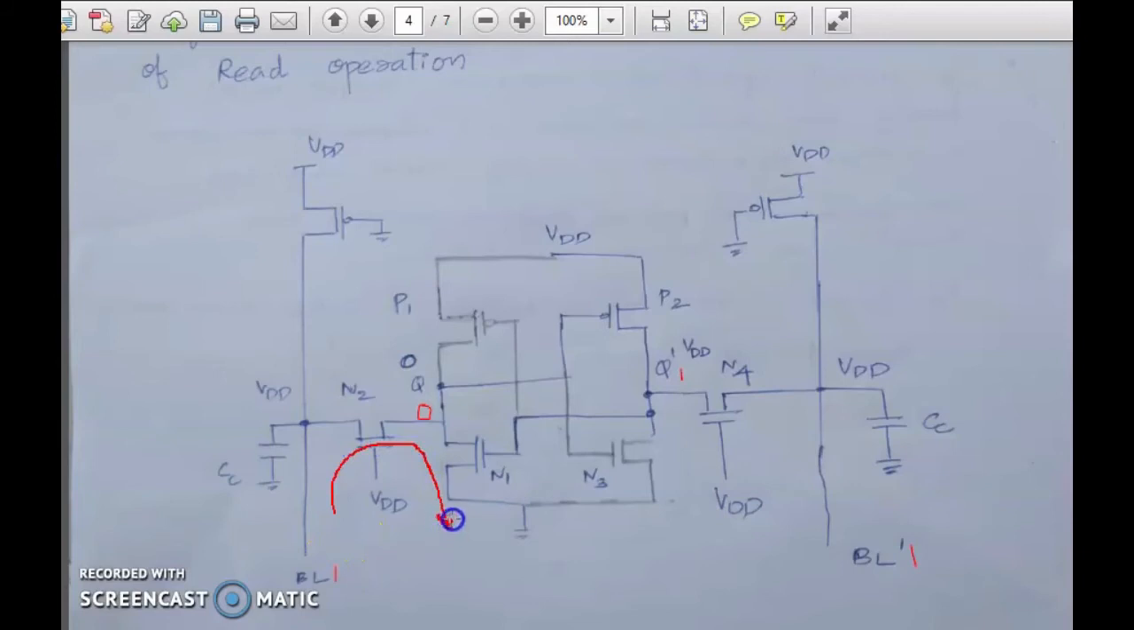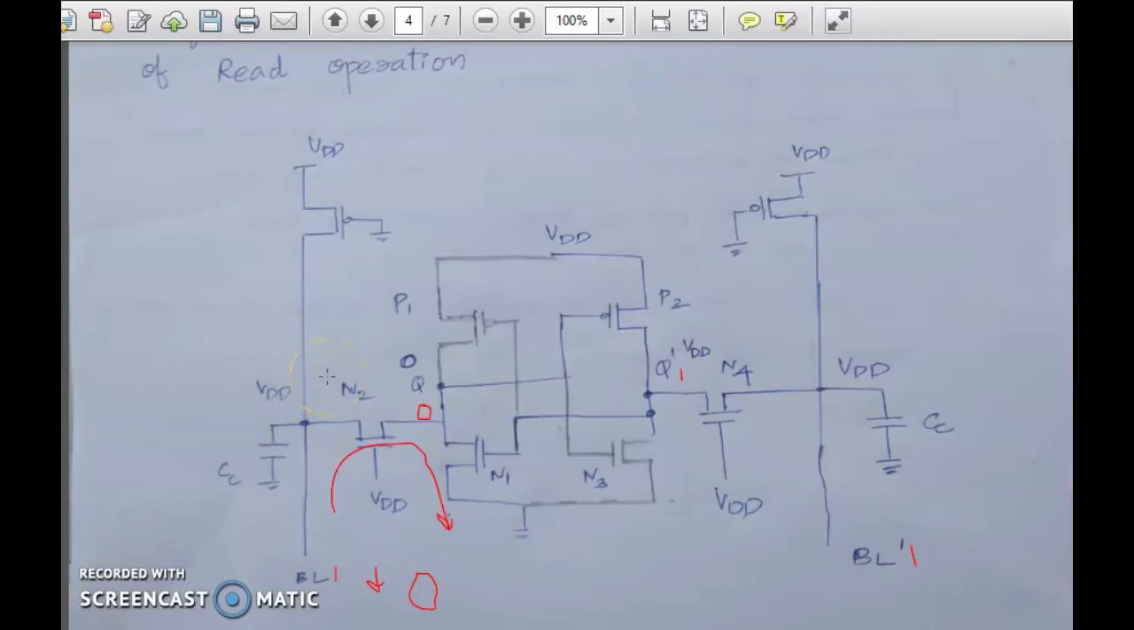discharging to ground. But since this capacitor value is high, this decrease in the voltage level at the bit line will be very small, like in the millivolt range, and there will be a read circuitry which will be sensing the voltage level at the bit line, and when it senses there is a decrease in the voltage level, it will read it as 0. So in this way 0 is read from the memory cell.